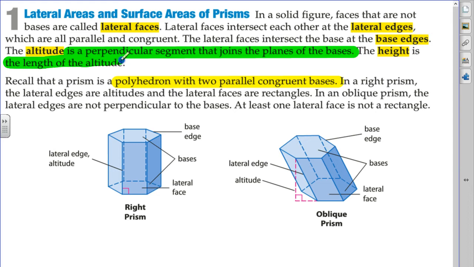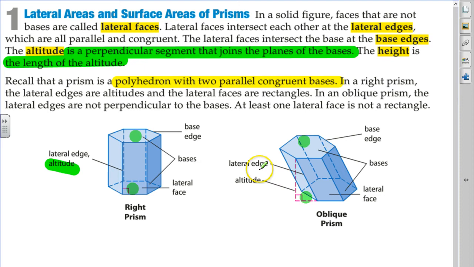The way to think of the height of a polyhedron, or a prism in this case, is how far apart are the two bases. How far apart are, really in this case, the planes that contain these two bases? So for all these lengths here, a lateral edge is a side edge, and it's also the altitude. The bases are the top and bottom. A lateral face is just a side. A base edge is just an edge, which is basically a segment that forms around the bases.